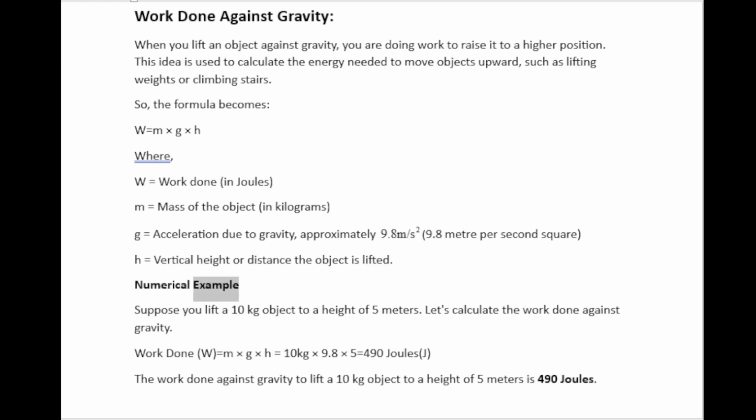Numerical example. Suppose you lift a 10 kilograms object to a height of 5 meters. Let's calculate the work done against gravity. Work done, W, is equal to m times g times h, is equal to 10 kilograms times 9.8 times 5, is equal to 490 joules, J. The work done against gravity to lift a 10 kilograms object to a height of 5 meters is 490 joules.